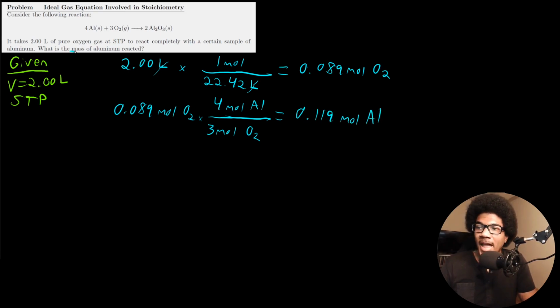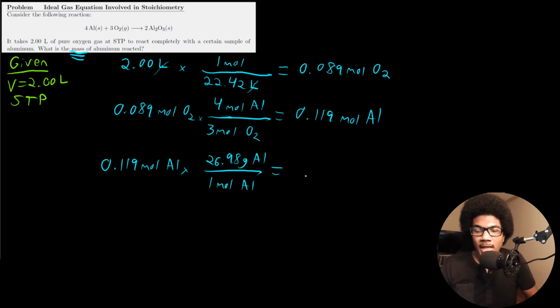And it's specifically asking us for a mass here. So we have to take this number of moles and convert it to a mass. So doing that, we have 0.119 moles of aluminum. The molar mass for aluminum is 26.98 grams of aluminum for every 1 mole of aluminum. And that's going to give you a final mass of 3.21 grams of aluminum.